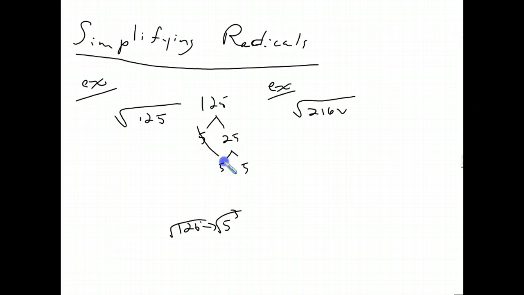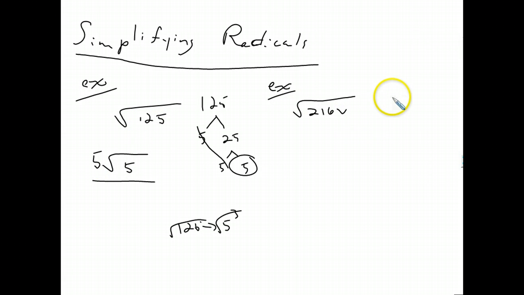Well, here's a pair. So what I'm going to do is take out this pair. I'm taking out a pair of 5's, so I'm going to put a single 5, indicating that I'm taking out a pair of 5's, and still inside I have whatever's left over in my factor tree, which is 5. That's your final answer. Square root of 125 is 5 root 5.